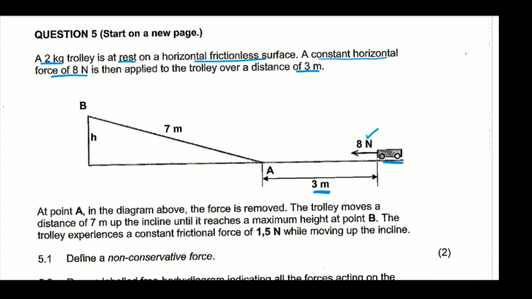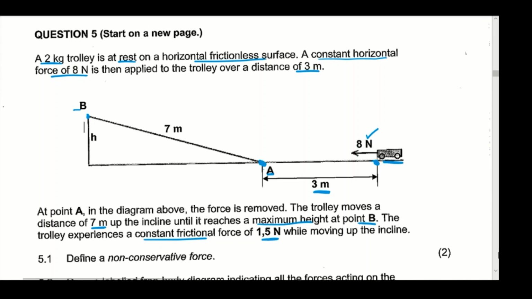So at point A in the diagram above, the force is removed. So at this point here, the force is removed. The trolley moves a distance of 7 meters up the incline until it reaches the maximum height at point B, at this point here. The trolley experienced a constant frictional force of 1.5 newtons while moving up the incline. Remember that before this point the surface is frictionless, right? And then from A up to B, there's a friction of 1.5 newtons.